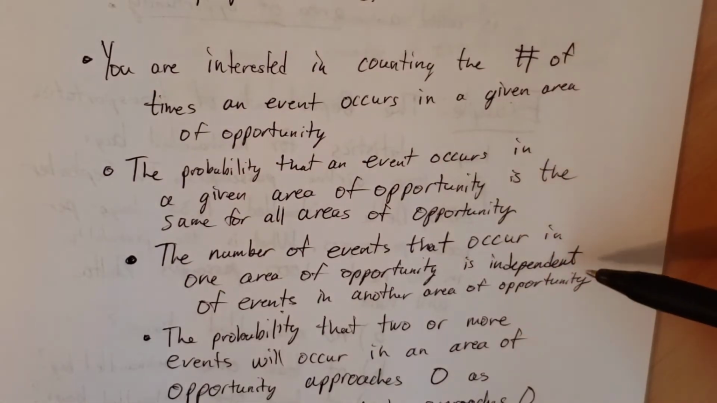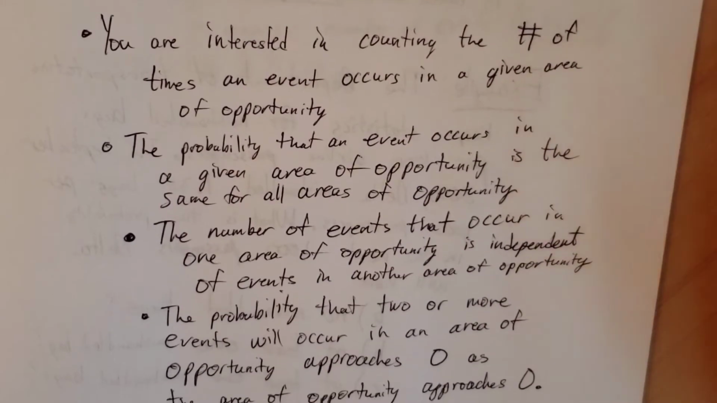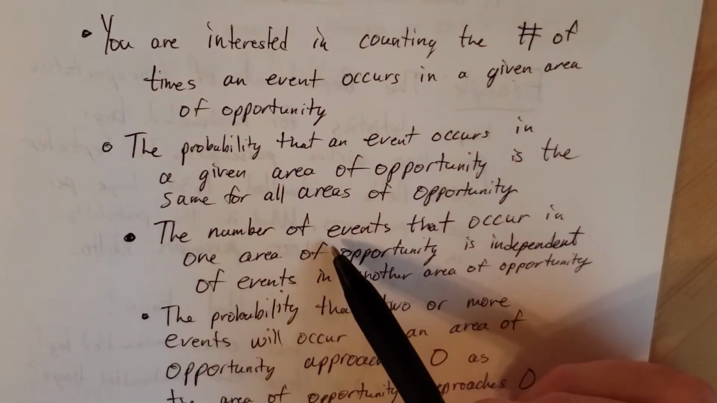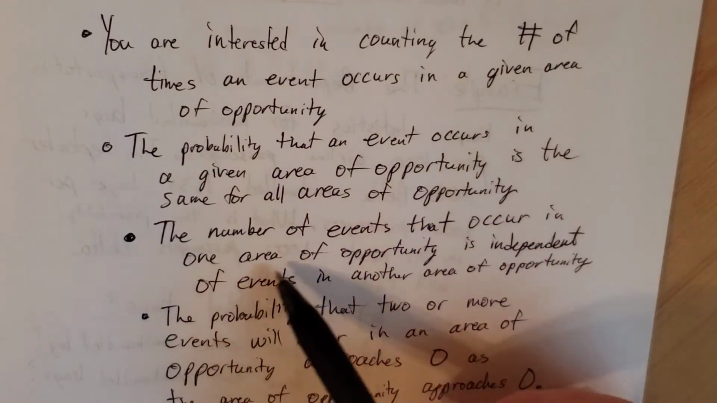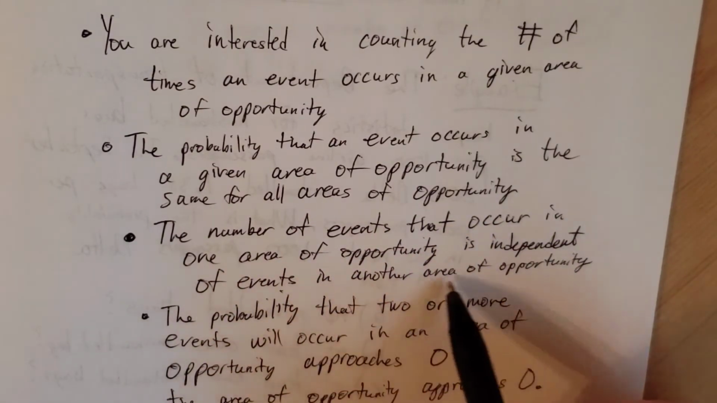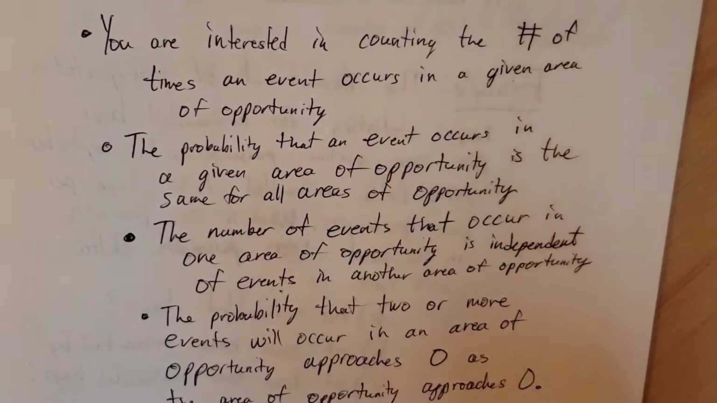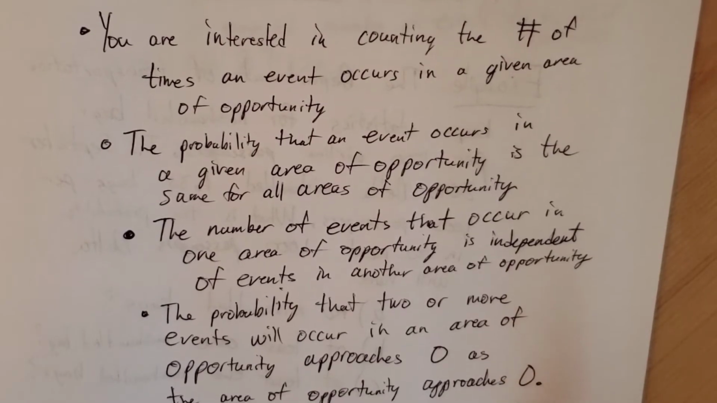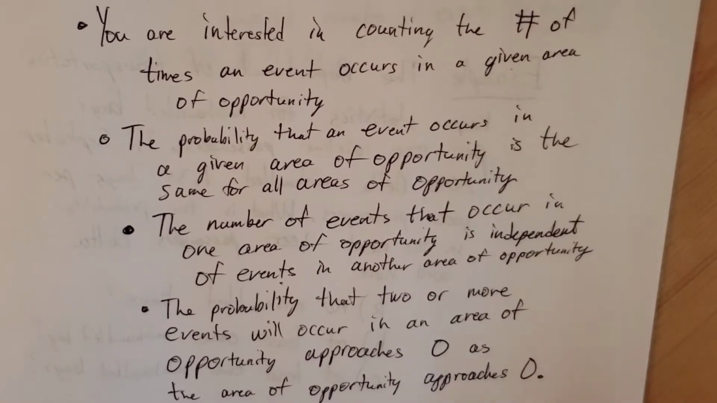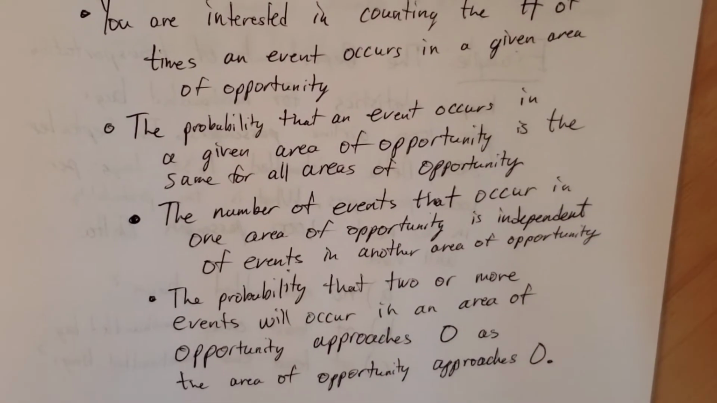All right. The third thing we would need is that the number of events that occur in one area of opportunity is independent of events in another area of opportunity. Again, we're kind of assuming that here, but that should make sense. If something happens in one set of 1,000 passengers, that doesn't really affect how the probability will change over a different 1,000 passengers.